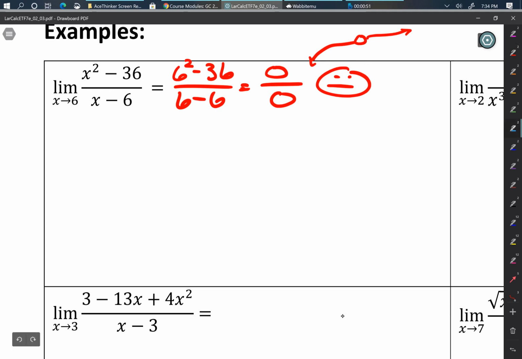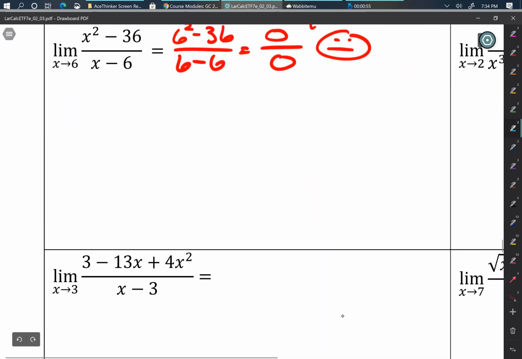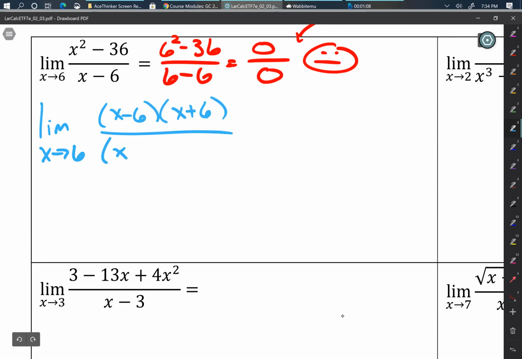So I'm going to use the factor and, what do they call it? Oh yeah, dividing out technique. So noticing quite easily that the numerator is the difference of squares, I get x minus 6 times x plus 6, divided by x minus 6. And I'll look at this right here, and what's that? Well, that piece right there, that's the hole in the graph. That's the 0 over 0 that's causing us trouble.